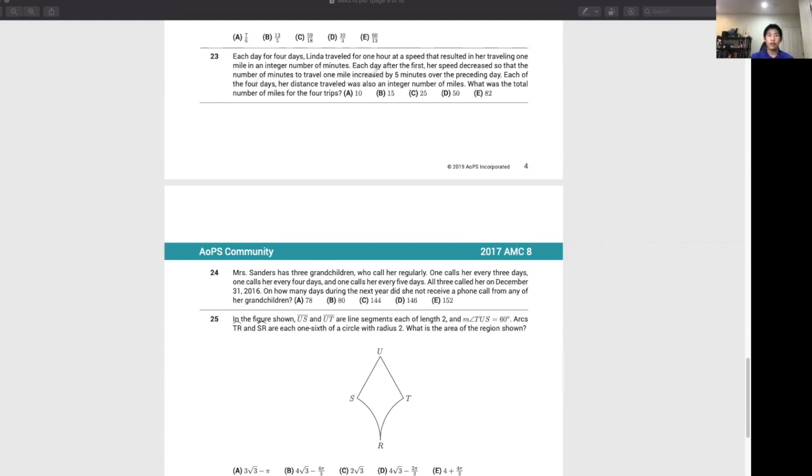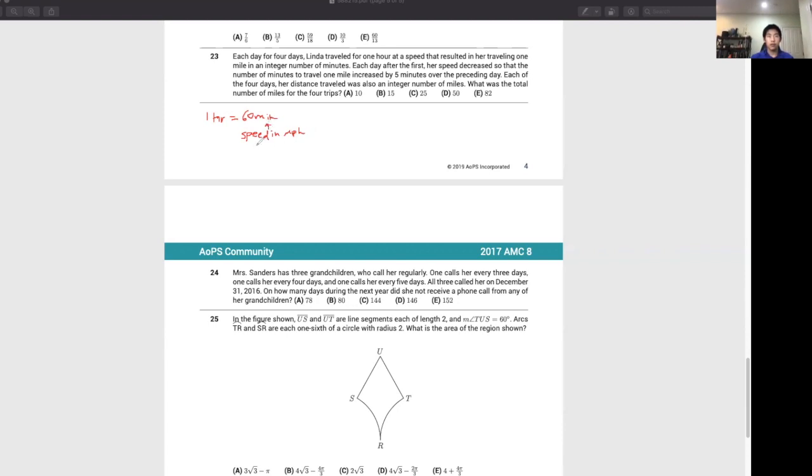So we have that she's traveling for 1 hour each day. So let's just write that down. 1 hour. We have a lot of information here, so we're going to want to be organized. And each mile is traveled in an integer number of minutes. So let's convert this to minutes then. 60 minutes. If she's traveling at a speed that results in 1 mile being an integer number of minutes, then that means the speed must be a factor of 60. So the speed in miles per hour has to be a factor of 60.